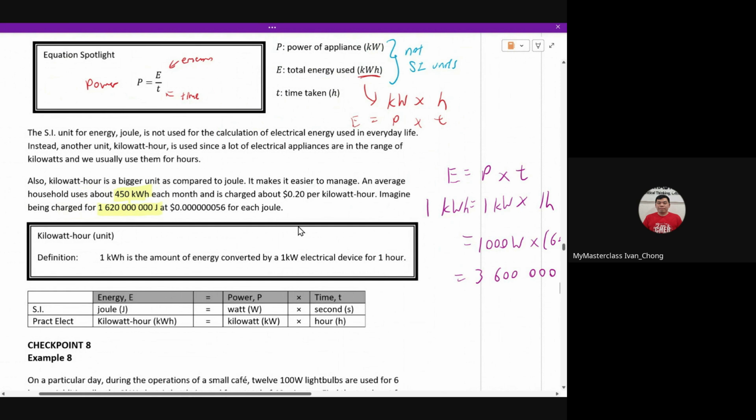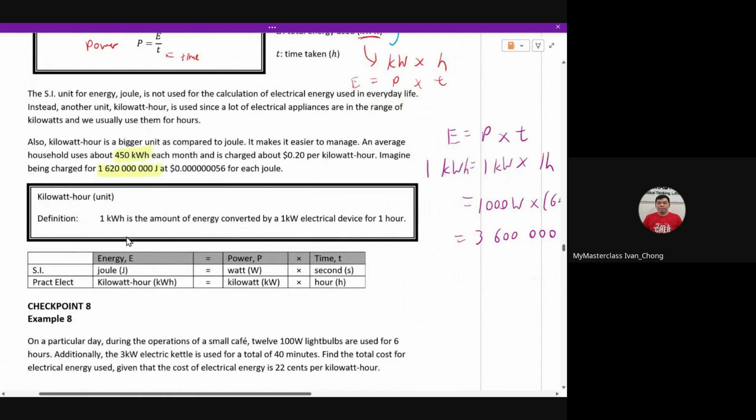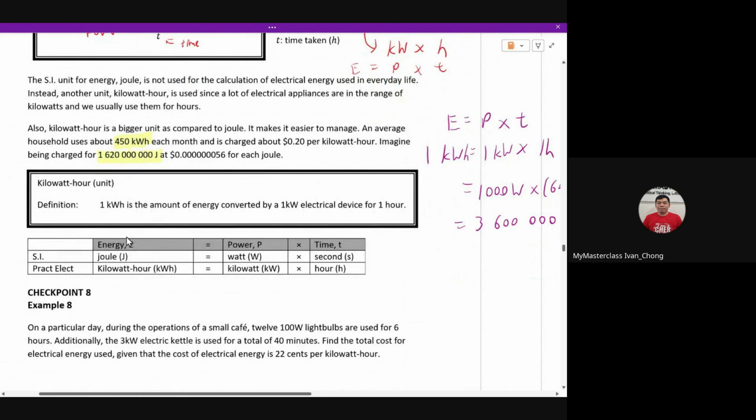So it's very hard for us to actually calculate, especially when you have to calculate the cost of electricity, like how much your electricity costs every month. You can see every kilowatt hour only costs 20 cents. But if I need to use joules, you see the number of zeros. You look at so many zeros, your eyes will go haywire. Because of that, we usually use kilowatt hours. So to break down, what does it mean by 1 kilowatt hour? 1 kilowatt hour is power times time.